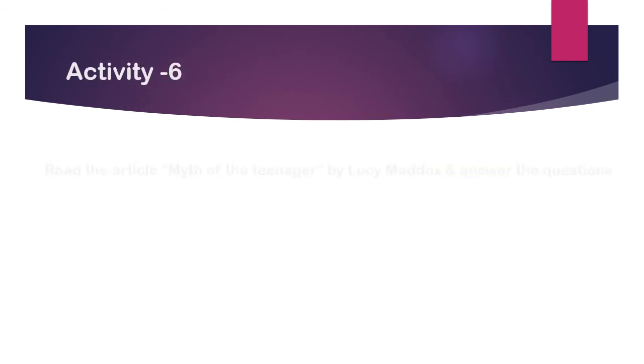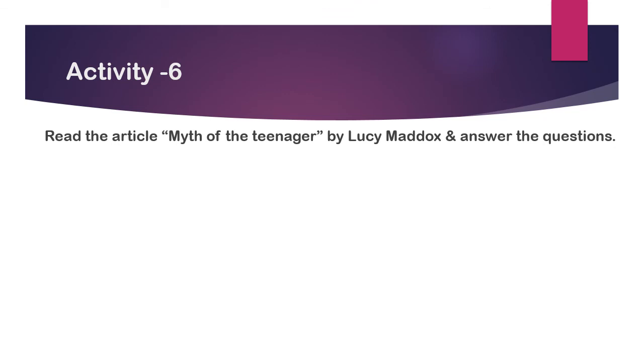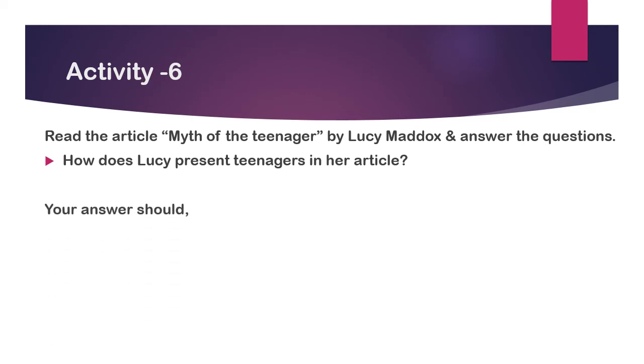Then you have got activity 6. This is a huge activity when we compare with whatever we have done earlier. Read the article Myth of the Teenager by Lucy Maddox and answer the questions. So first one, how does Lucy present teenagers in her article? Then your answer should reflect on audience and purpose. Audience as in the readers, which type of audience the writer is aiming the article at, and purpose, what is the purpose of writing this article.